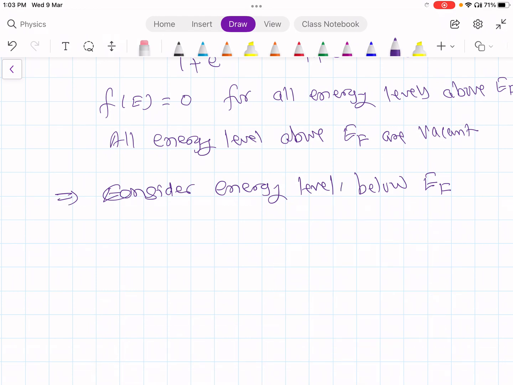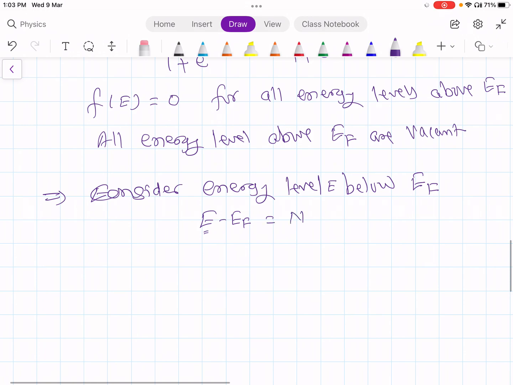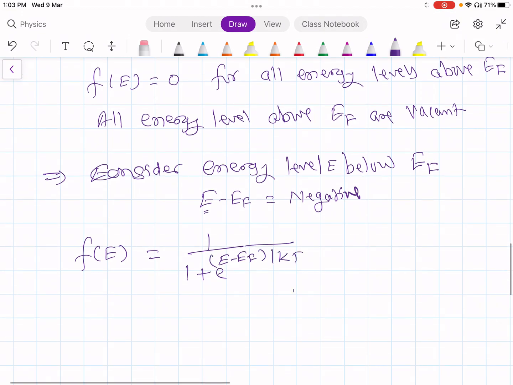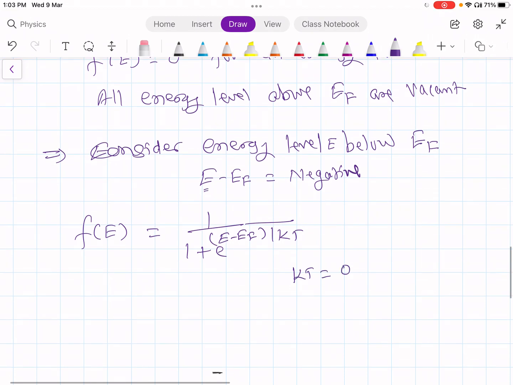So this energy level E is below EF. EF is the highest energy, and below EF, this E is smaller. So E minus EF would be negative. Then Fermi function f of E is equal to 1 upon 1 plus e raised to E minus EF upon kT. Again in this case, kT is equal to 0 and E minus EF is negative.